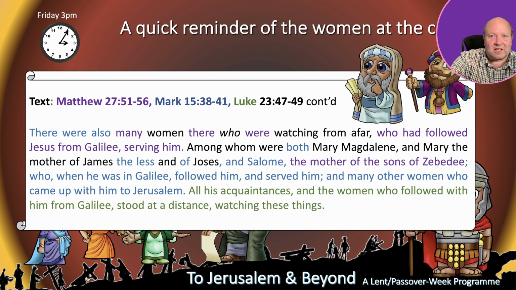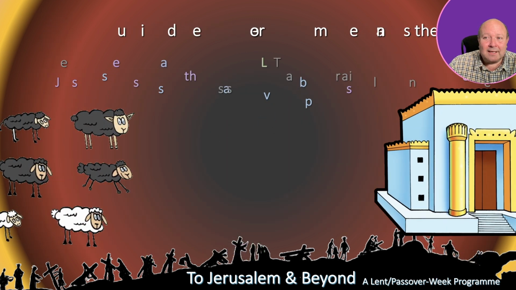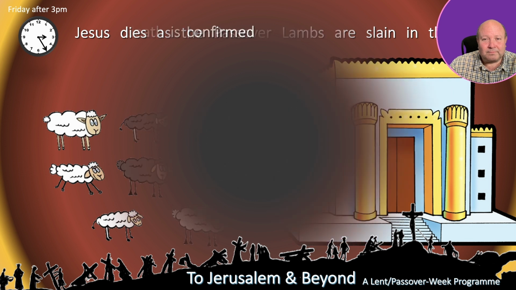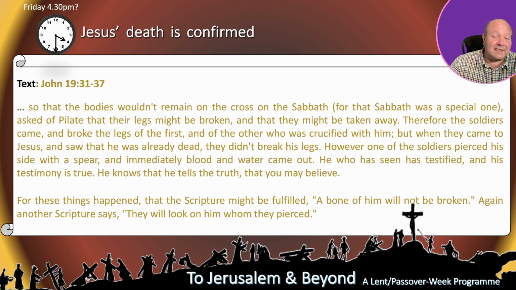We've already looked at this verse. I just put it back here as a quick reminder of the women that are there at the cross, because we're going to be setting ourselves up. So Jesus is dying just as the Passover lambs are slain, because it's the day of preparation. So Jesus' death then is confirmed.